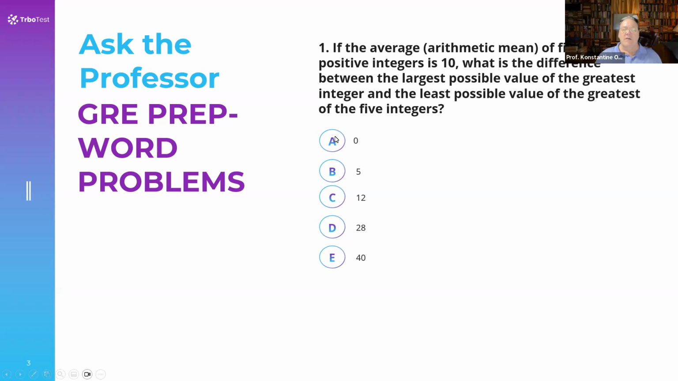The first thing we notice on the GRE is the answer choices here are circles. If we see a circle, we know that only one answer is correct. If we see a square around these answers, then we know at least 2 or more are correct.